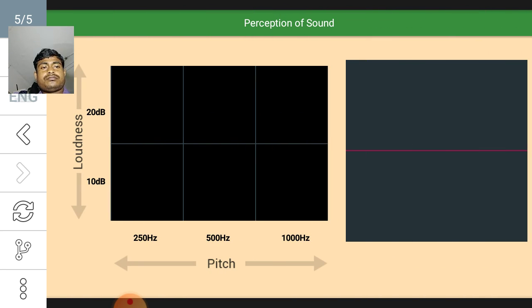Detect the variations in sound at different levels of loudness and pitch by tapping on each box.